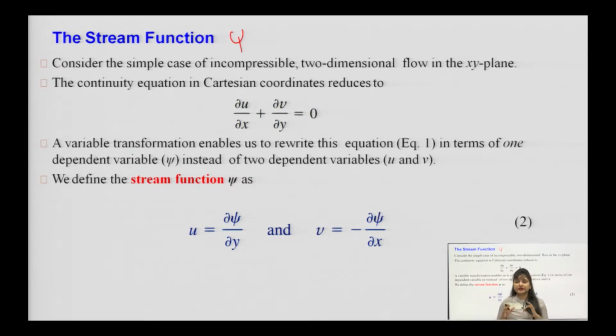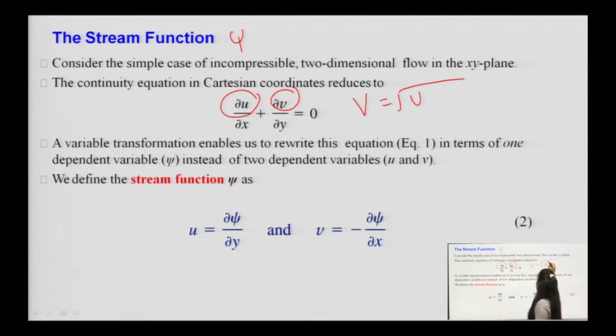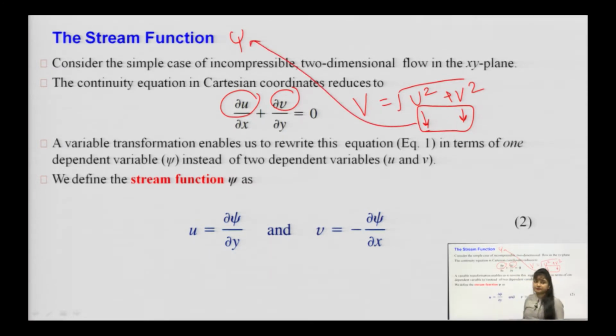Now, there comes a variable transformation to rewrite this equation in the form of a single term psi, that is nothing but the stream function, and this single stream function replaces the two other variables, u and v. That is, if we are calculating the velocity with the help of the velocity in the x direction and the velocity in the y direction, these components can be replaced by a single component psi.